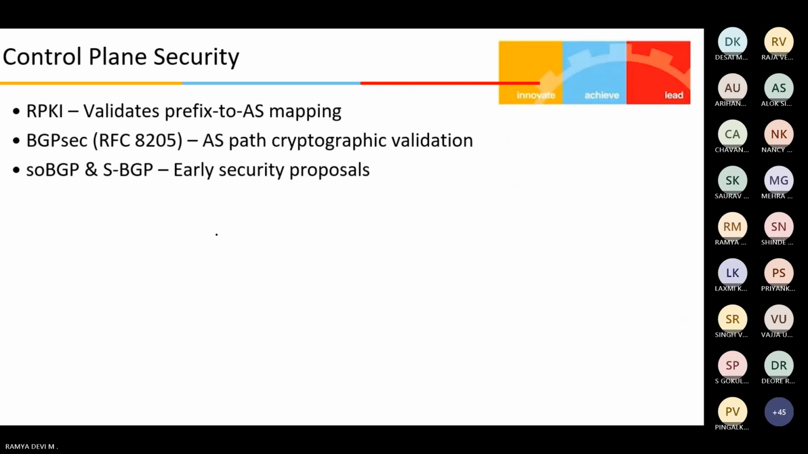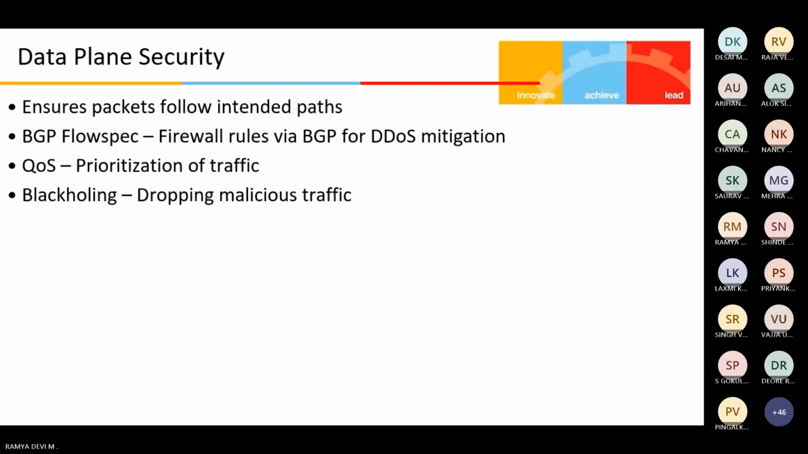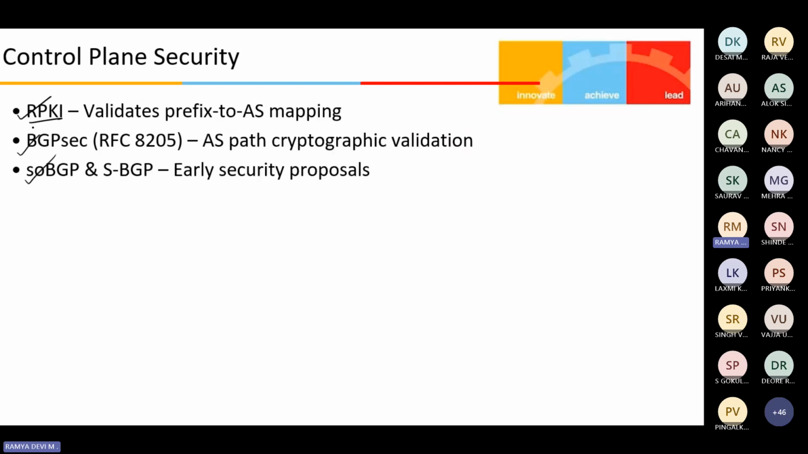Right? So now we'll see how to give the measures with the help of RPKI, which validates the prefix to autonomous system mapping, BGPsec, and so BGP and SPGP. So we'll see each and everything in detail. This is actually the control plane. So the first one is with the help of RPKI.